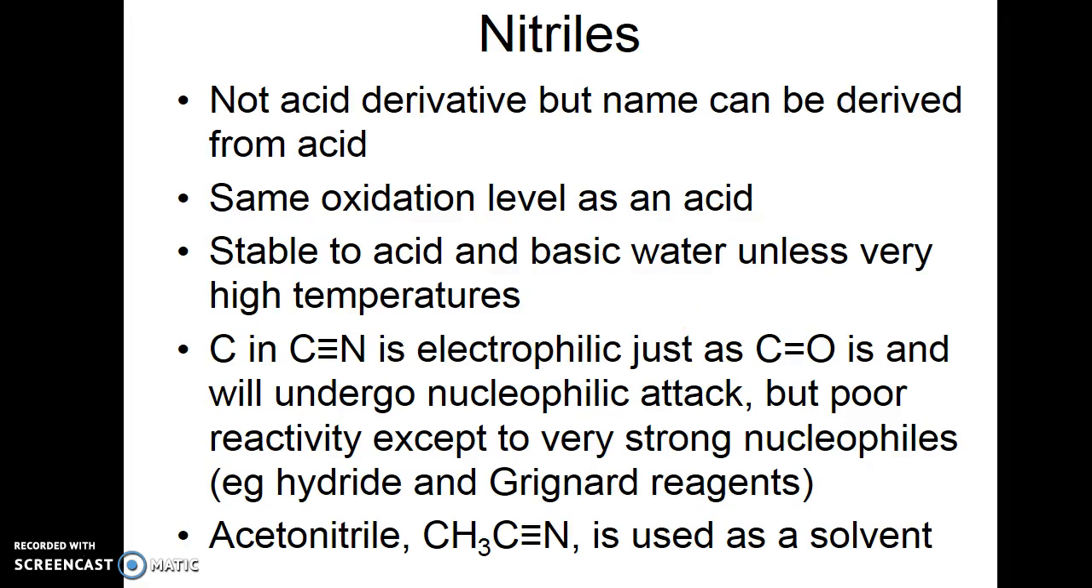Nitriles have the same oxidation level as a carboxylic acid, and we're going to be looking at acid derivatives later on, and acid derivatives are things that you can make from carboxylic acids. You can't directly make nitriles from carboxylic acids, so we don't call them acid derivatives, but we can derive their name from the carboxylic acid that is equivalent to them. So we'll see that.